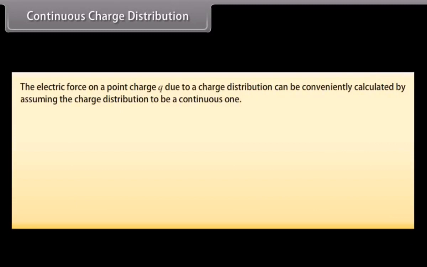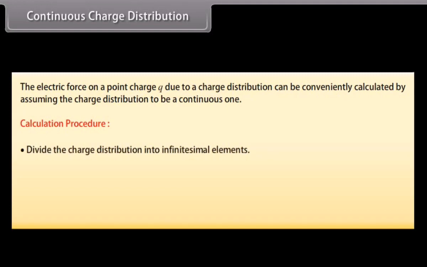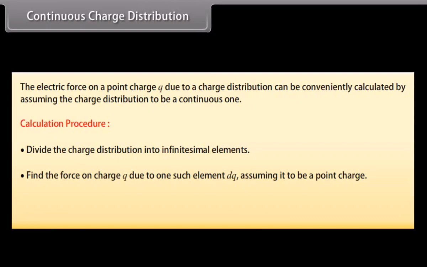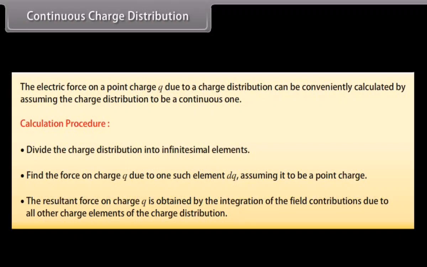Continuous charge distribution. The electric force on a point charge q due to a charge distribution can be conveniently calculated by assuming the charge distribution to be a continuous one. Calculation procedure. Divide the charge distribution into infinitesimal elements. Find the force on charge q due to one such element dq, assuming it to be a point charge. The resultant force on charge q is obtained by the integration of the field contributions due to all other charge elements of the charge distribution.